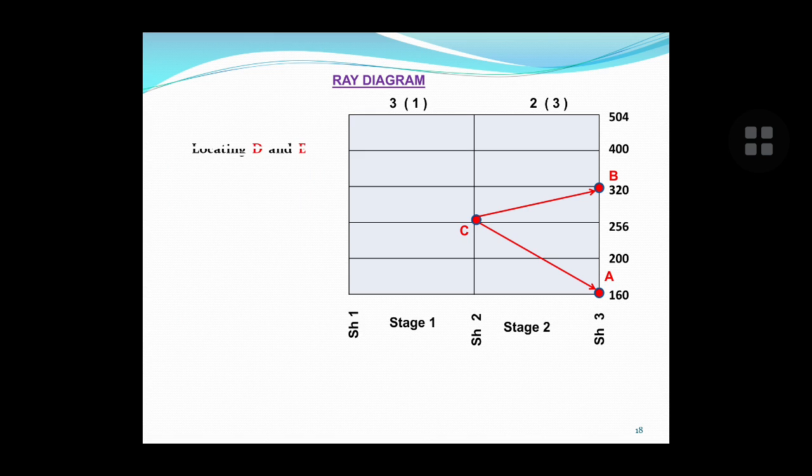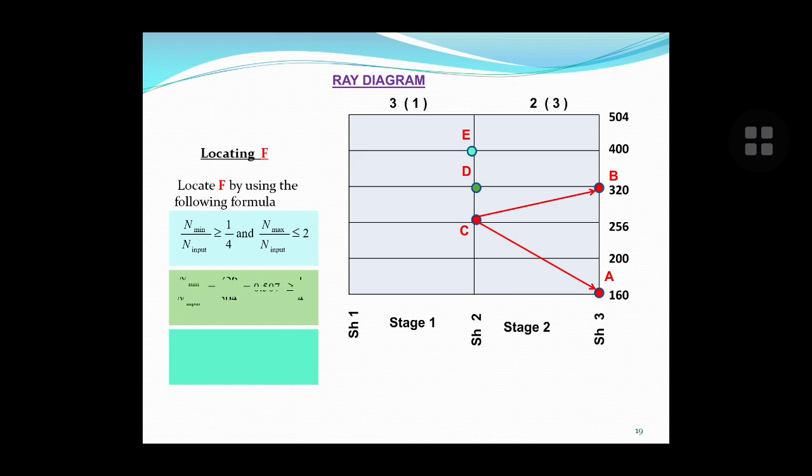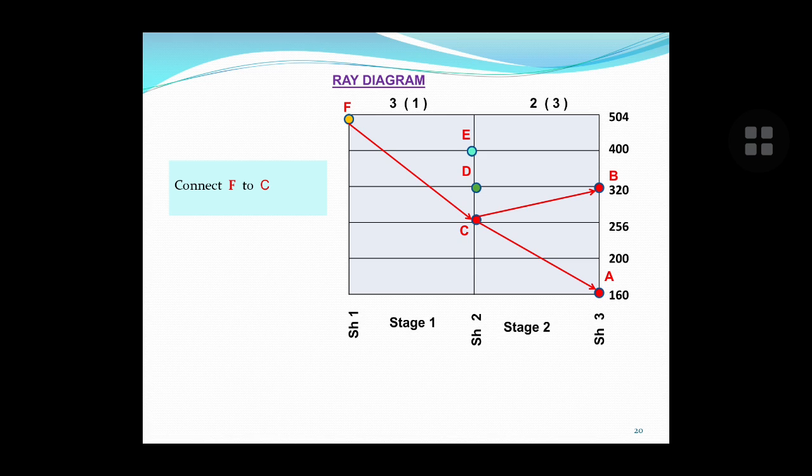Now we have to mark 3 speeds with a gap of 1. Then we have to find the n input, using the same previous conditions. Using this condition, I find the n input is 504. Using this, I am joining all the lines. Now I am connecting all the lines. Parallel to CA, I have to draw the D lines, and parallel to CB, I have to draw one parallel line.